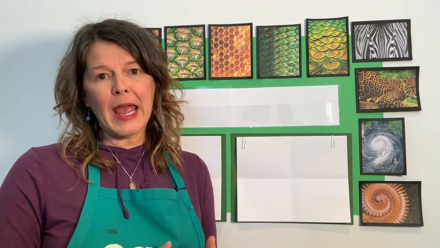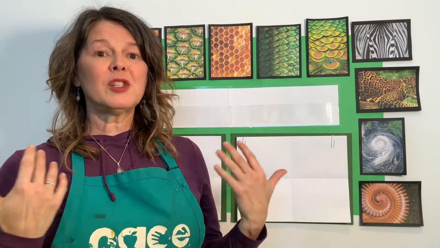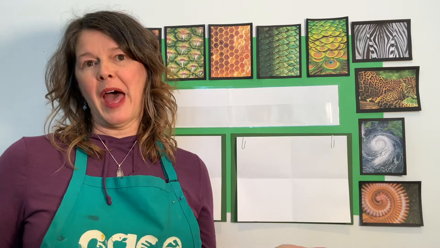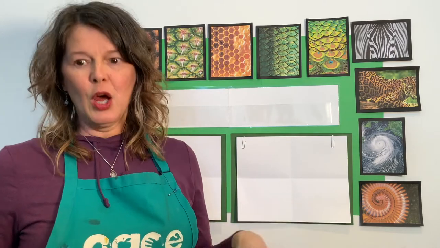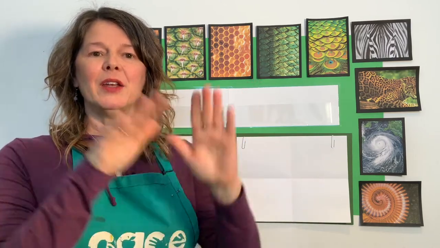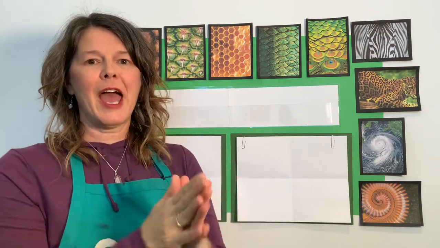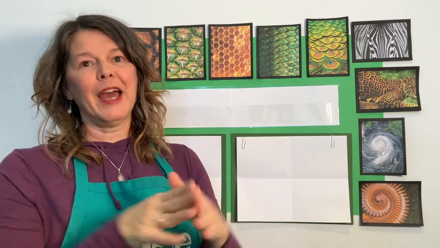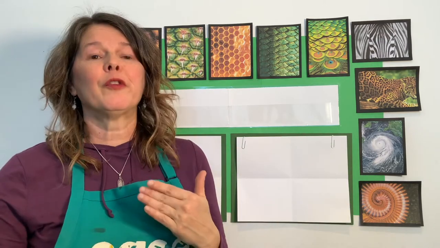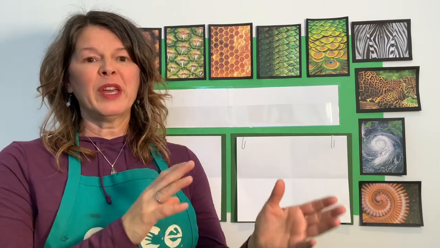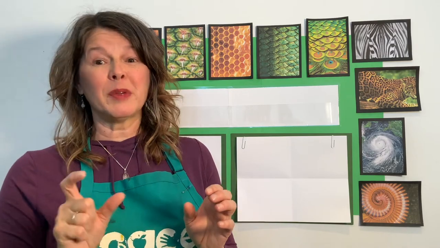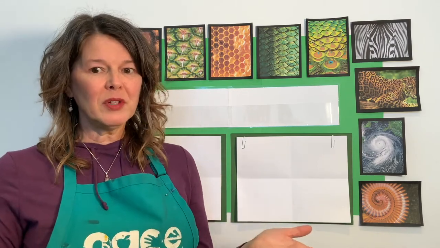Let's do an A, A, B, B. But let's use pets for our pattern. A pet pattern, right? We can do cat, cat, dog, dog, cat, cat, dog, dog, A, A, B, B, A, A, B, B. It just repeats itself over and over in the same pattern. And then we can find out how many different pattern segments there are in that pattern by counting them out.